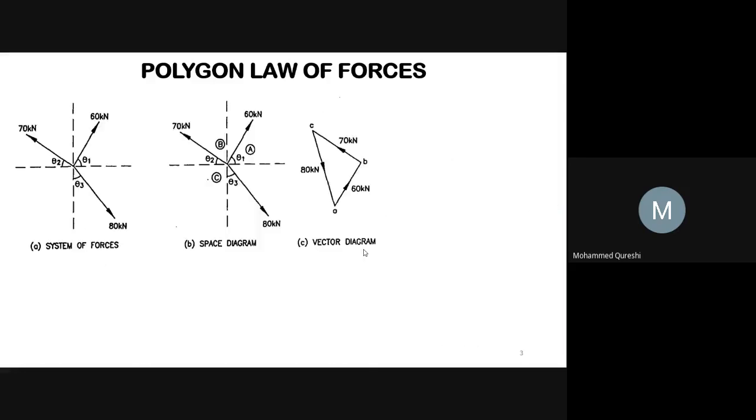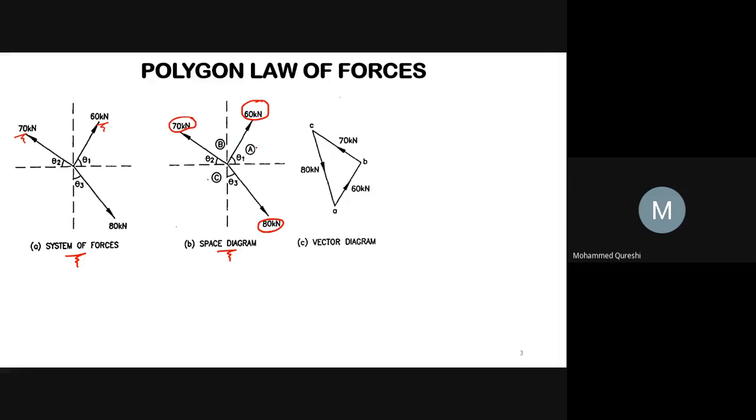Now we will move further, that is, system of forces. Now I will explain in detail about Bow's notation as well as the vector diagram, and you have already studied the space diagram. So here this is the system of forces: 80 kilonewton, 60 kilonewton and 70 kilonewton. 60 kilonewton making an angle theta 1 with the horizontal x-axis, 70 kilonewton making an angle theta 2 with the horizontal x-axis, and 80 kilonewton making an angle theta 3 with the vertical axis. Now second is our space diagram that we had discussed earlier. What is a space diagram? It shows the forces acting in the system, so these are your forces: 80 kilonewton, 60 kilonewton and 70 kilonewton.